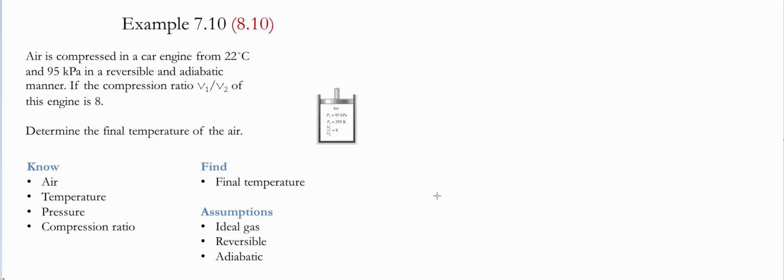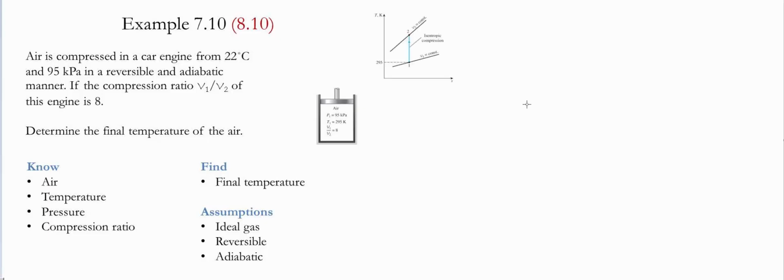Air is compressed in a car engine from 22 Celsius and 95 kilopascals in a reversible adiabatic manner. If the compression ratio V1 over V2 in the engine is equal to 8, we need to determine the final temperature of air in this process.